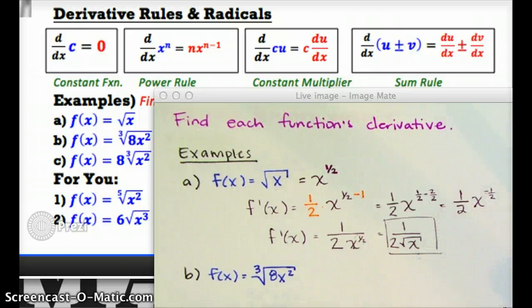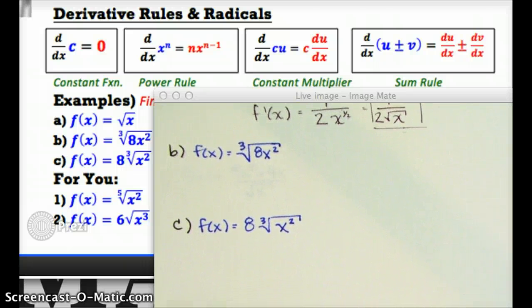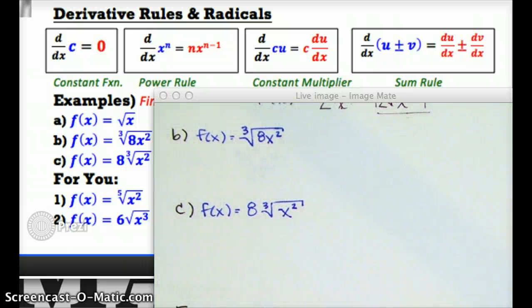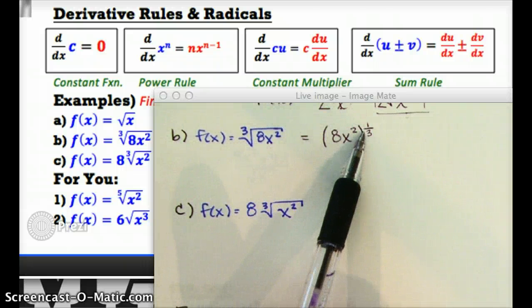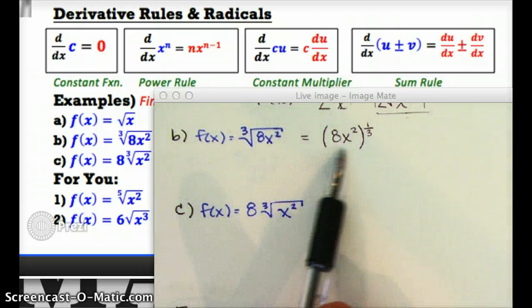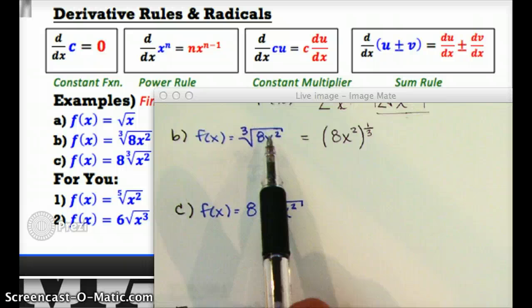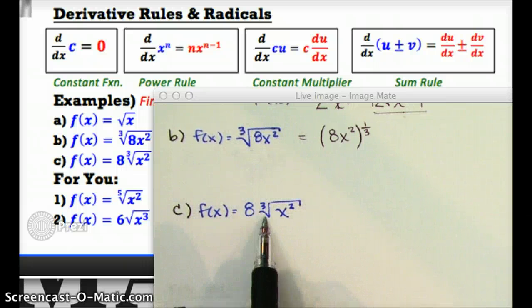Let's try b. As usual, the first step is going to be to rewrite this function using an exponent. In this case, a cube root is the same thing as a 1/3 power. Now, notice that I used parentheses, and I have to use parentheses because 8x squared, the entire term, is inside this radical. C is going to be different, so watch out for that difference.